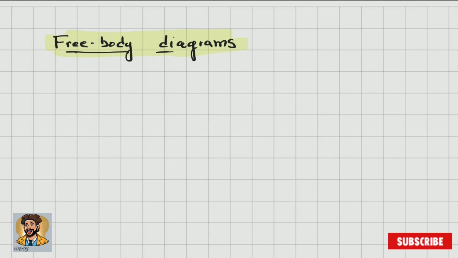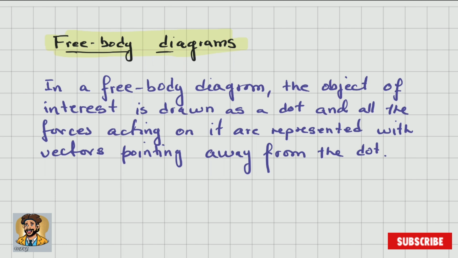This time, as I said, we're going to be learning about free body diagram. Previously, we spoke about the force diagram, which is a sketch, but here we have a few differences. So what is a free body diagram? In this case, the object of interest is drawn as a dot. So we are not going to have a box here, we're going to have a dot, and all the forces acting on the object will be represented as vectors pointing away from the dot. That is important. So the object will be a dot and the forces will be pointing away from the dot.